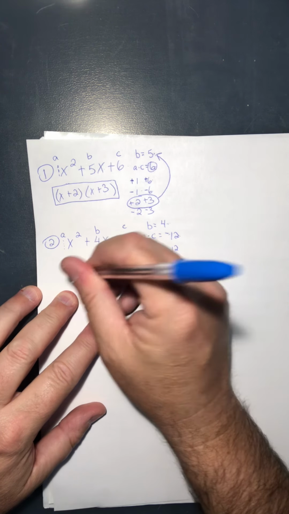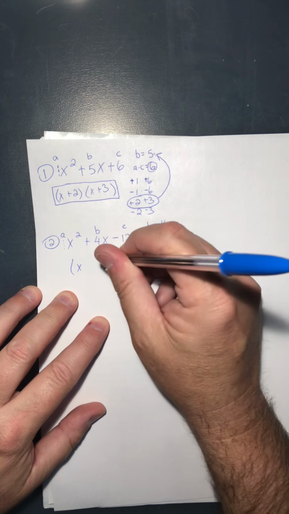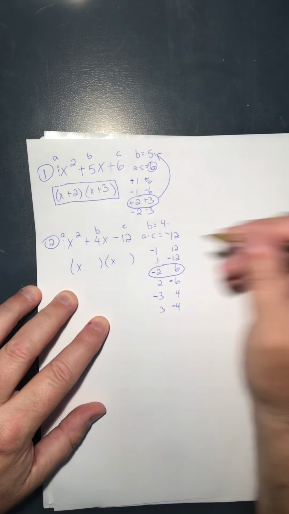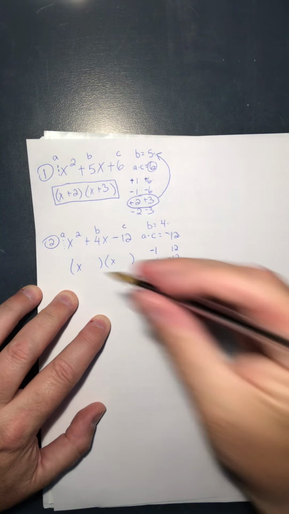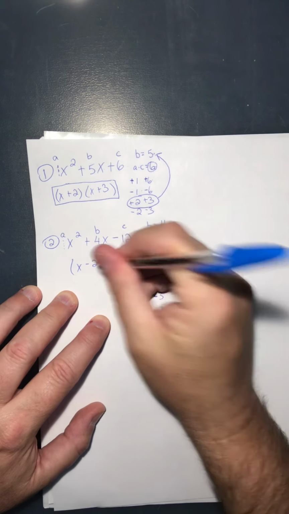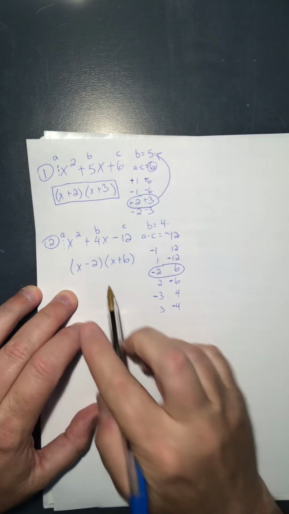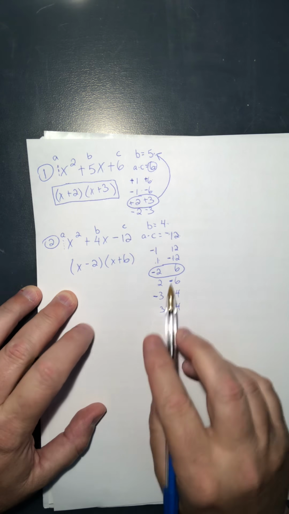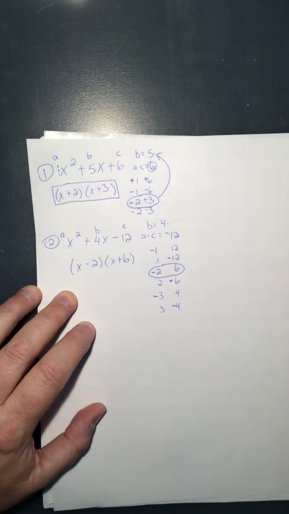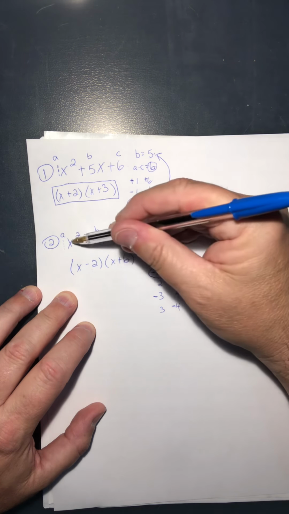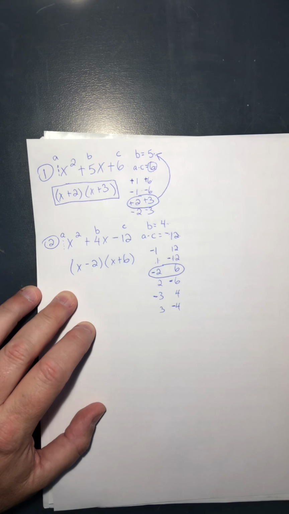So my answer is going to be X as my first term in both sets of parentheses. And it's going to be minus 2 and a plus 6. I got these two numbers with the signs from what I used down here. And again, a quick check. X times X gives me X squared, so I'm probably right.